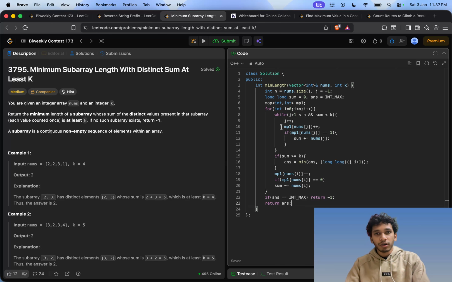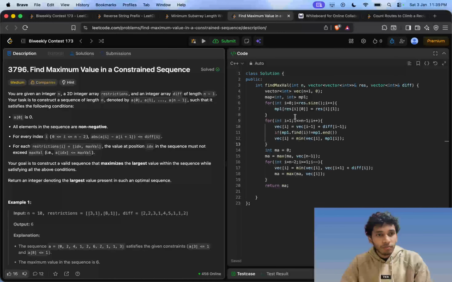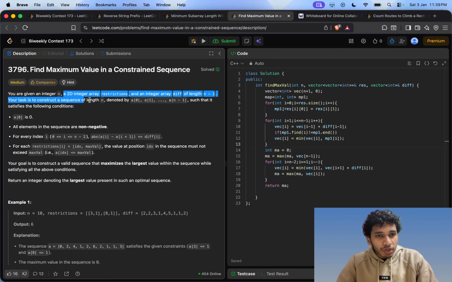Okay, so let's move forward to the next problem now, which is find maximum value in a constrained sequence. You are given an integer n, a 2D integer array restriction, and an integer array diff of length n minus 1. Your task is to construct a sequence of length n denoted by a0, a1, up till an minus 1, such that it satisfies the following conditions: a0 is 0, all elements in the sequence are non-negative.